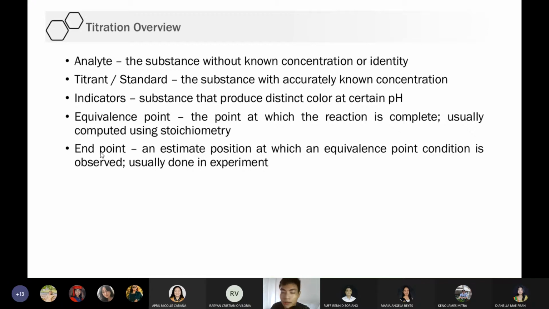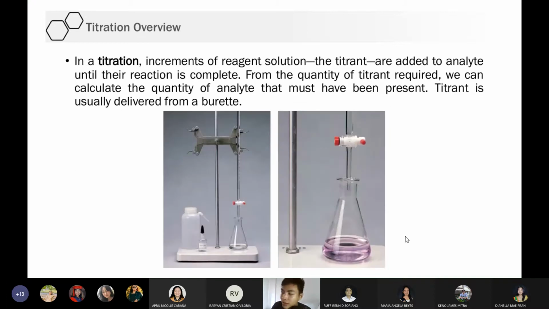Okay. So, kailan mo malalaman kung endpoint na or equivalence point na? Kapag kumulay na yung indicator. Okay? May desired color para malaman mo na tapos ka na. For acid-base titration, the desired color is the faint pink color. Okay? So, yun lang yung idea.